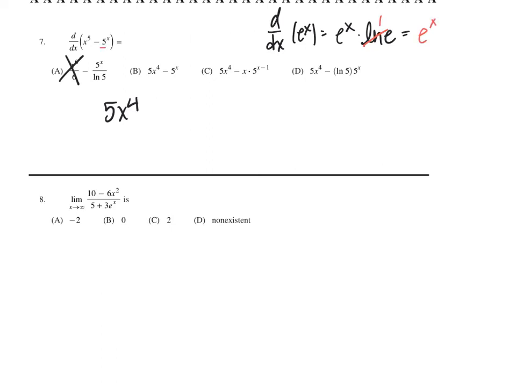But when my base is not e, we can't forget that step. So the derivative of negative 5 to the x follows the e rule, and it will be negative 5 to the x times the natural log of the base, and in this case, it's the natural log of 5. So when I see that, that makes D the answer.